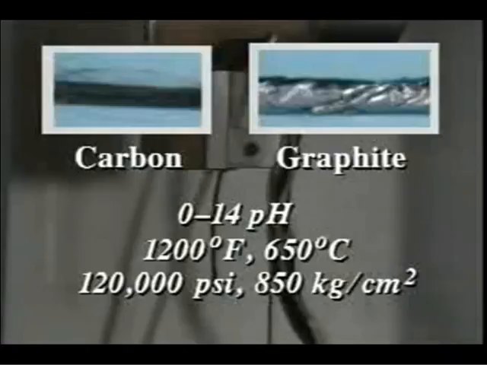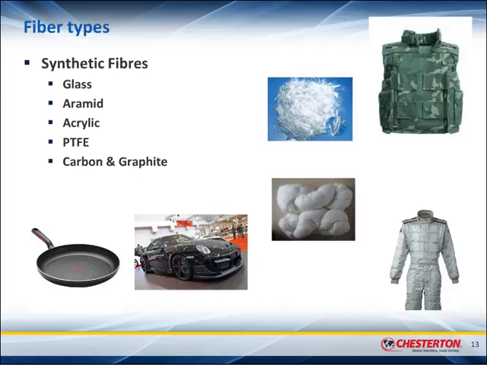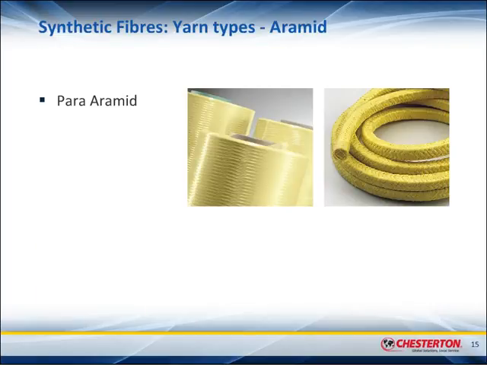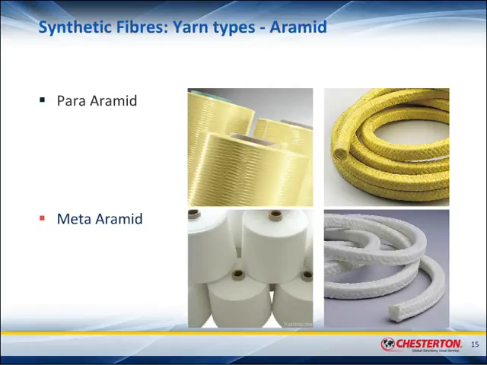Okay, so that was a little on fibers. So let's now continue with the presentation. Let's first take a look at one type of synthetic fiber, which is aramid. Aramid actually comes in two groups. First of all, we have para-aramid, known under the trade name, for example, of Kevlar. The big advantage of Kevlar is of course that it is very, very strong.